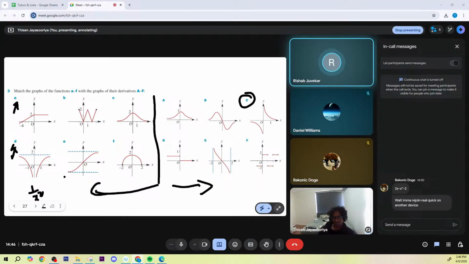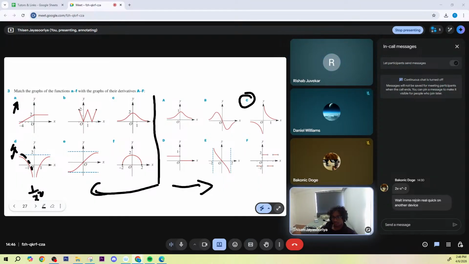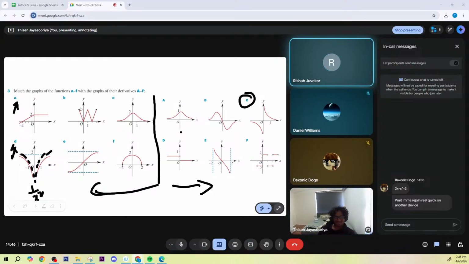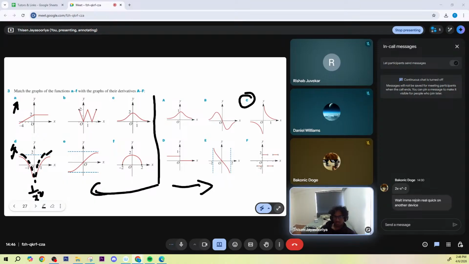Isn't the derivative decreasing? So the derivative is decreasing over here, yeah? But it's increasing over here. Does that make sense with C? Yeah. And what about E? I'll give this one to Daniel. Which graph on this other side does E go with?